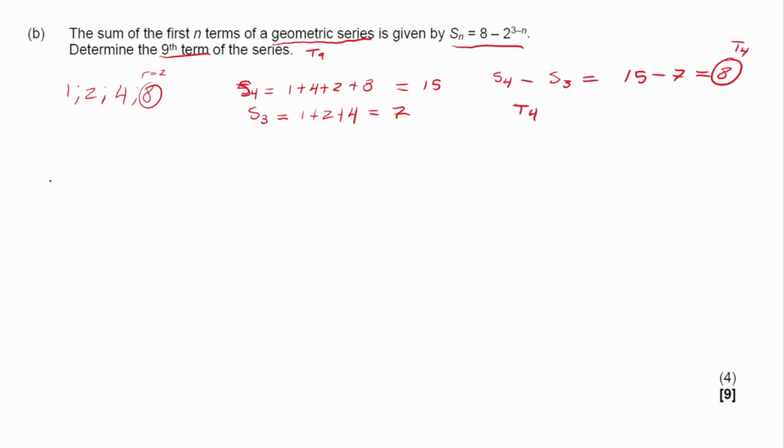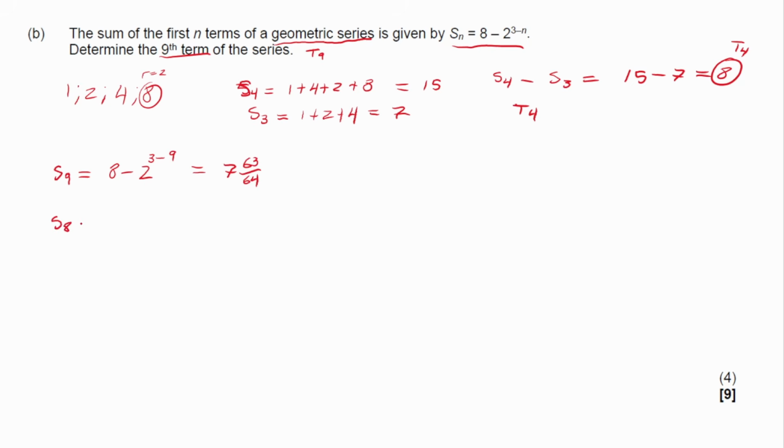So this was just an introduction to this question. You didn't actually have to show what we did here. This is just to explain the process. All right. So if we do the sum of the first 9 terms, S9, we're going to get 8 minus 2 to the 3 minus 9. If we put that in our calculator, we're going to get 763 over 64.